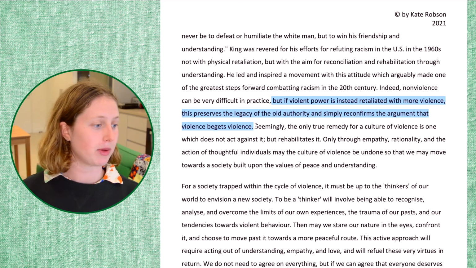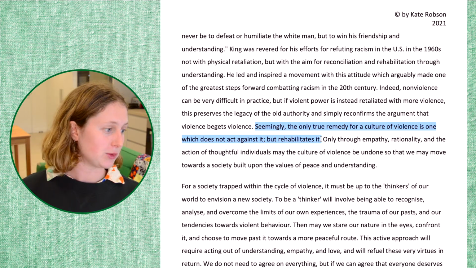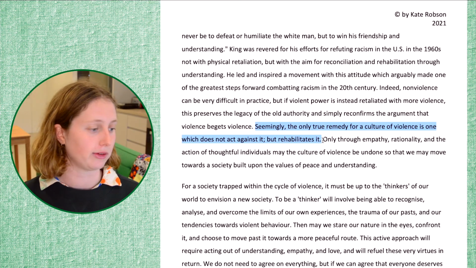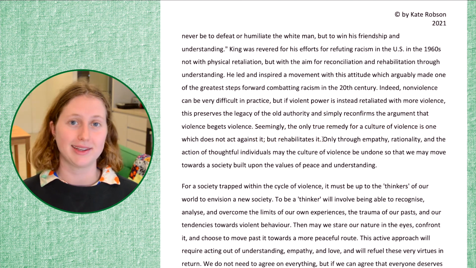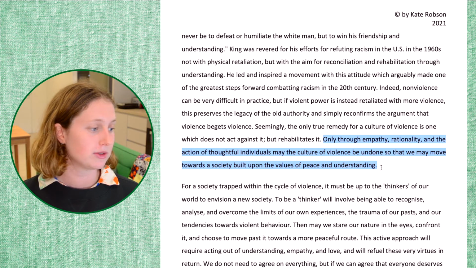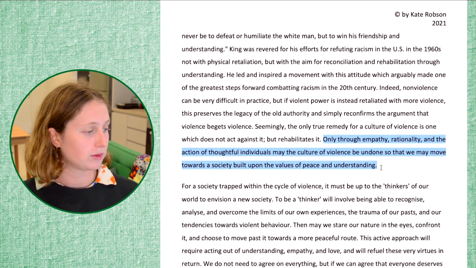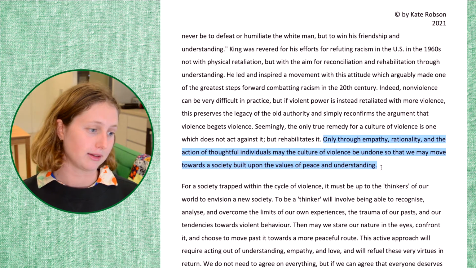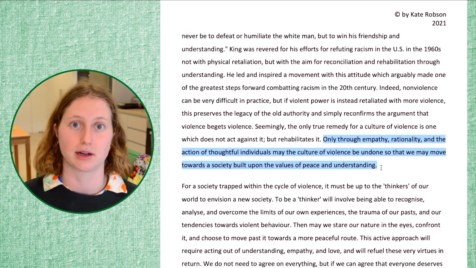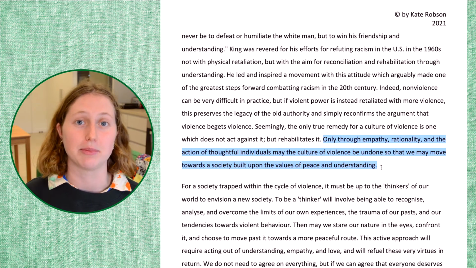So now I'm confirming my argument again with another sentence. Seemingly, the only true remedy for a culture of violence is one which does not act against it, but rehabilitates it. So I'm just repeating my argument using slightly different words. Then we go on to my linking sentence and we say, only through empathy, rationality, and the action of thoughtful individuals, that's the linking back, may the culture of violence be undone so that we may move towards a society built upon the values of peace and understanding. That's clearly linking forward into my conclusion and setting me up for a bigger discussion about why it's important to end this culture of violence and act out of empathy and love instead.